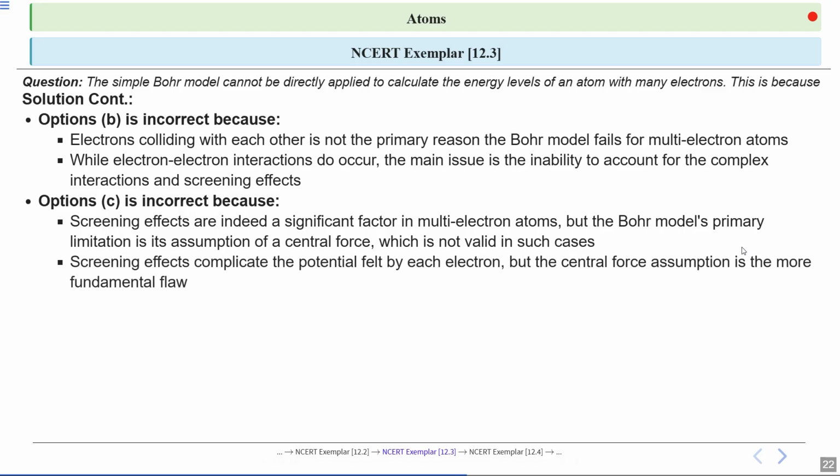So even though screening makes things more complicated, the real problem is that the Bohr model treats the atom as if only one electron is moving around a fixed nucleus. In reality, each electron feels a changing force because of all the other electrons. So the central force assumption breaks down.